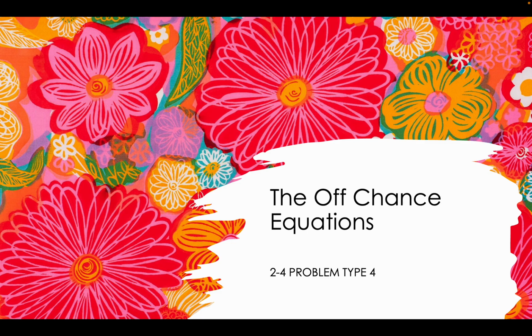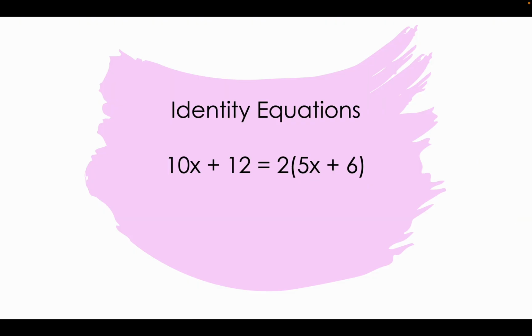Hey everybody, there's a couple of very special situations where equations are not solvable. They don't work. These are the off chance equations, and it is chapter 2, lesson 4, problem type 4. There's first the identity equations. Let me show you why the identity equations are not solvable.